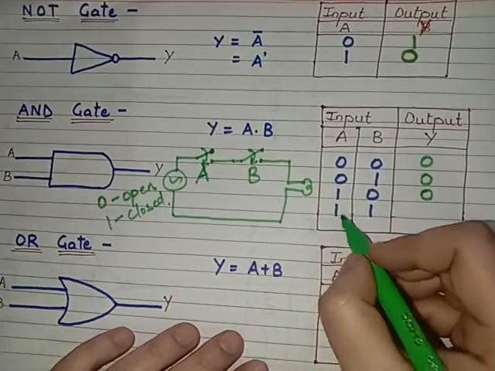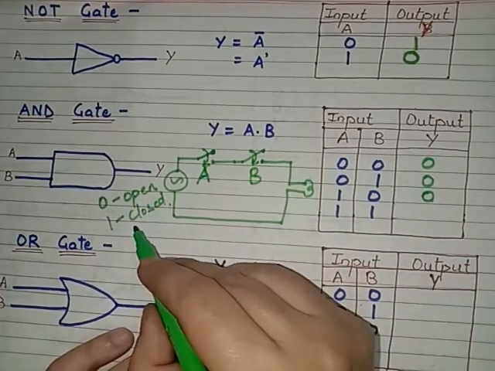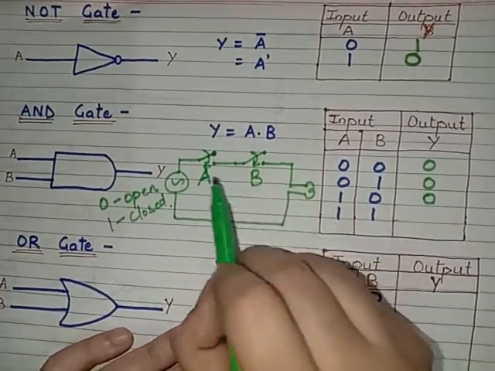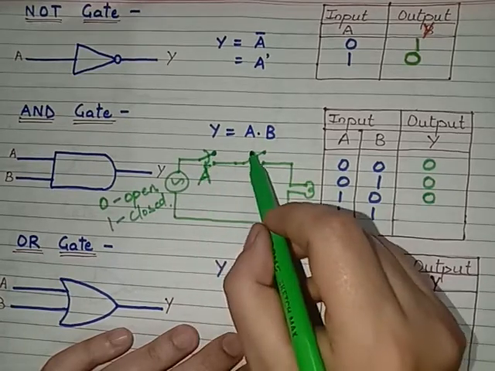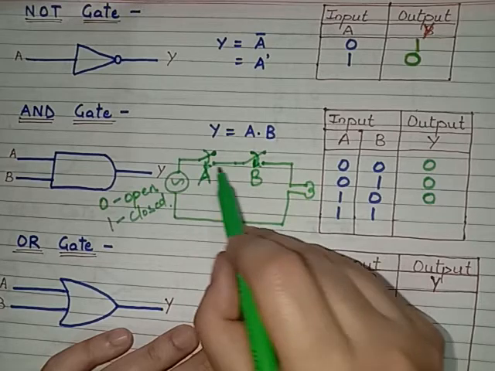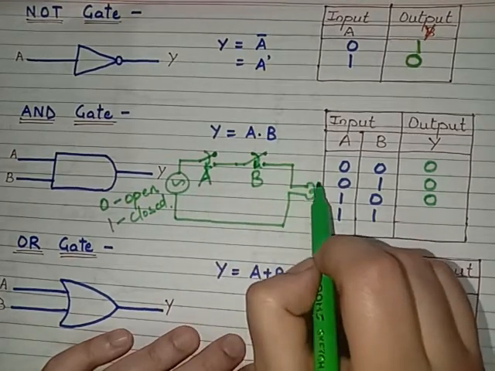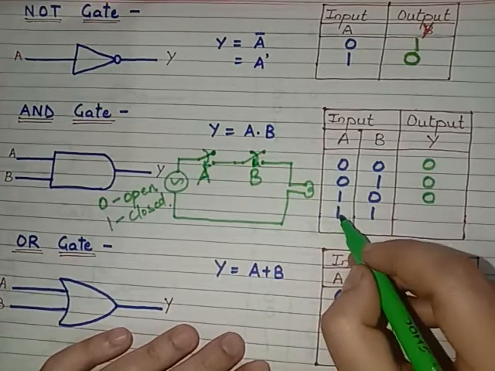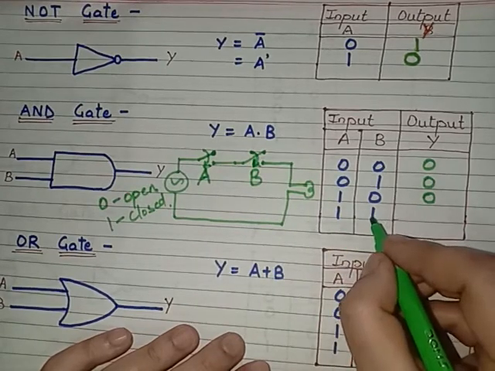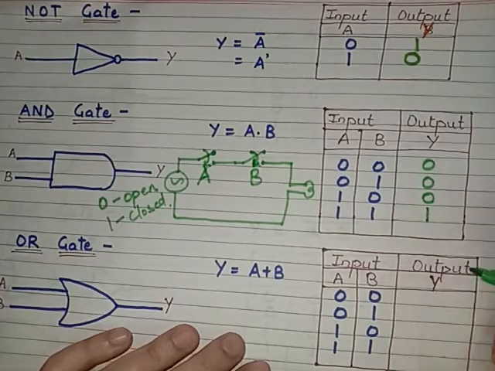And the fourth case, that is A is equal to 1, B is equal to 1. 1 means closed. So that means in this fourth case, switch A is closed and switch B is closed. Now both of the switches are closed, and a complete circuit is formed. That means now this bulb will glow. So when A is equal to 1, B is equal to 1, then the output of this AND gate will be 1.